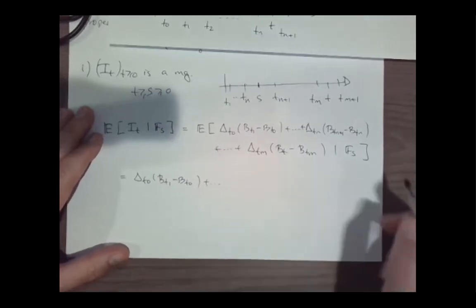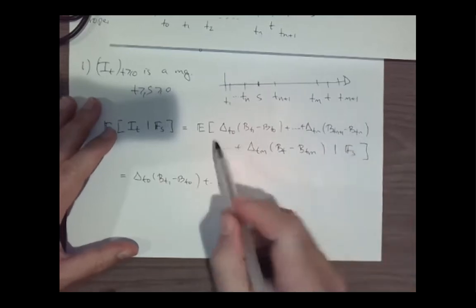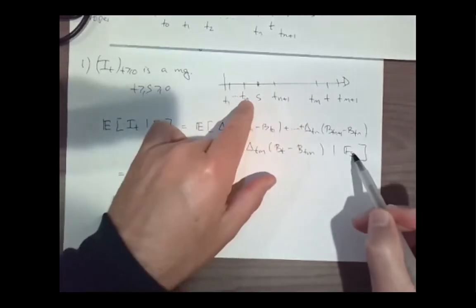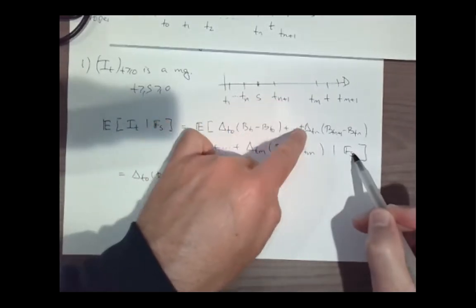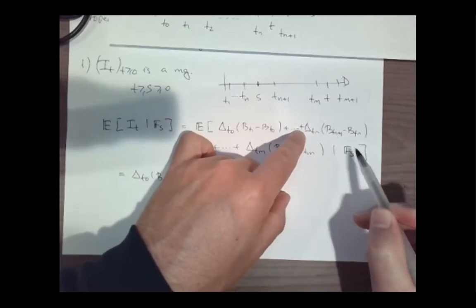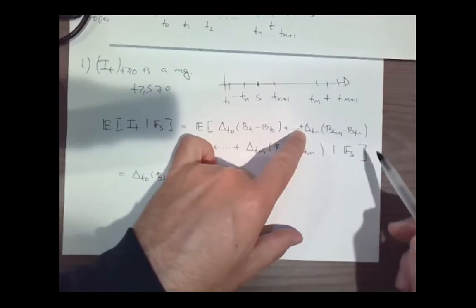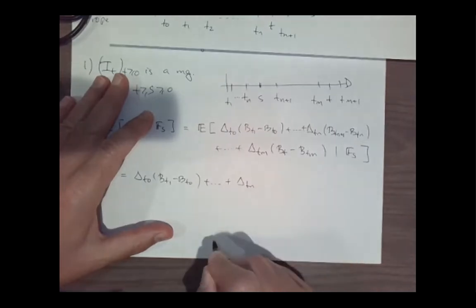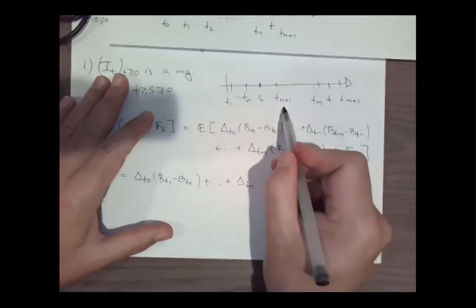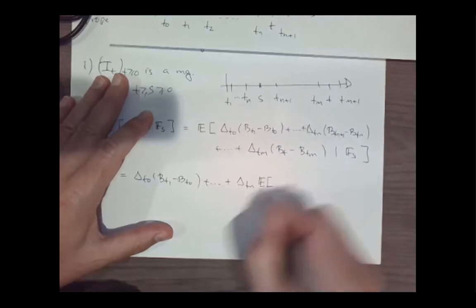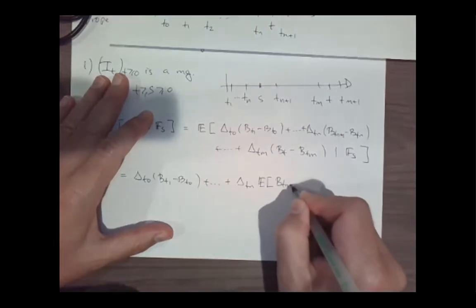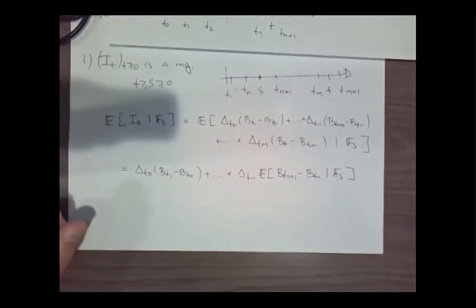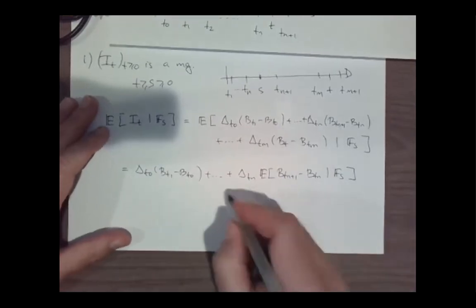And then a bunch of terms. So here we get something that's interesting. What about this term? Now S sits between Tn and Tn plus 1. So delta Tn, well, Tn comes before. So that one goes outside. And then here, Tn plus 1, this comes later. So we keep him. Put the expectation. So we have Btn plus 1 minus Btn given Fs, plus all the other terms that are going to be inside there.